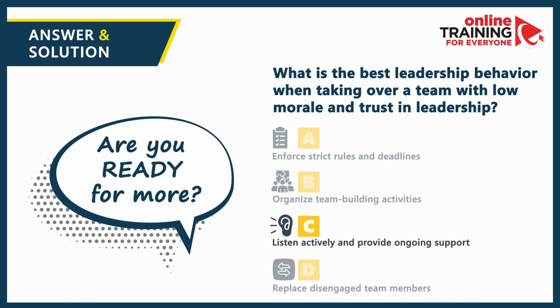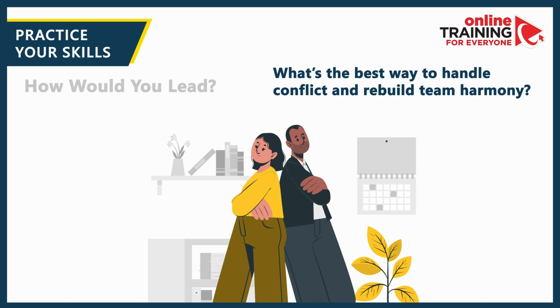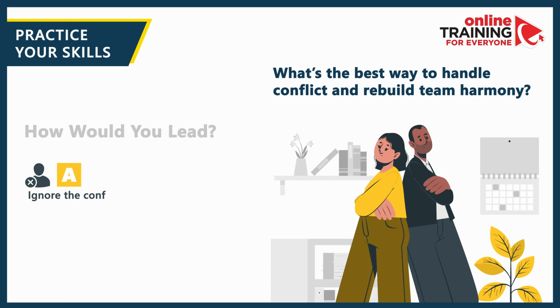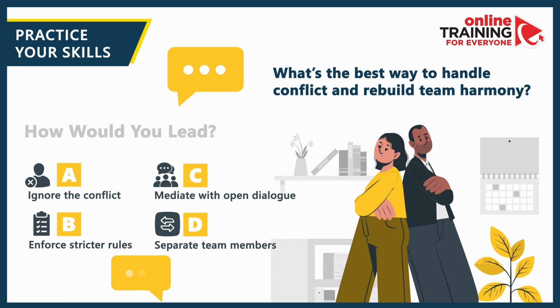Are you ready for more? Try this question to see how you would do. What's the best way to handle conflict and rebuild team harmony? Your choices for the answers are choice A, ignore the conflict. Choice B, enforce strict rules. Choice C, mediate with open dialogue. And choice D, separate team members. After you've selected your final answer, post it in comments and I'll share my feedback. Enjoy solving the school leadership problem.